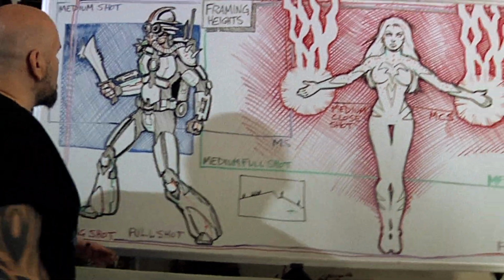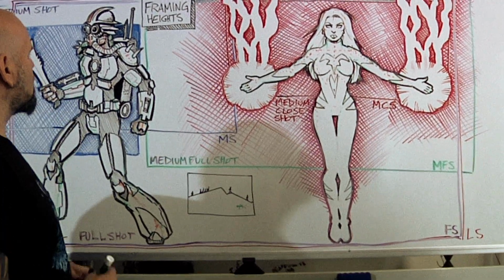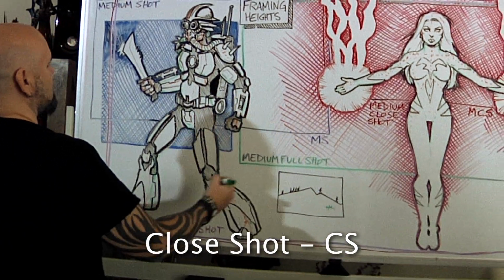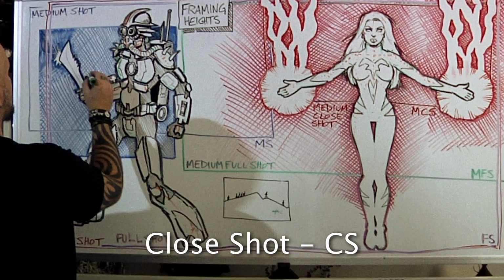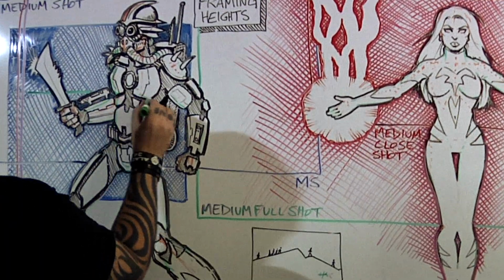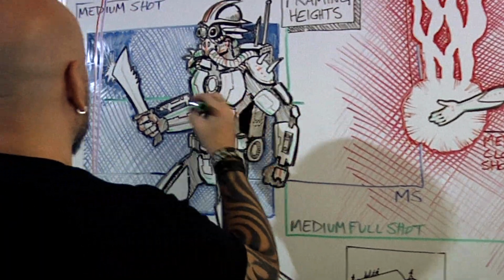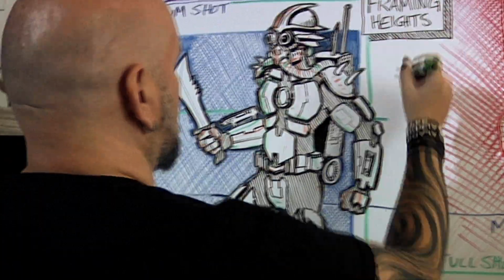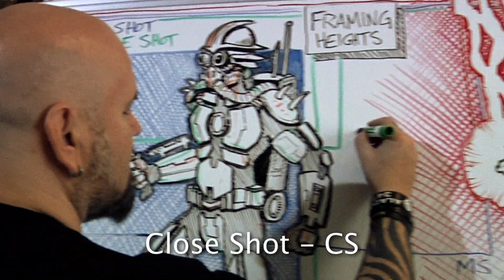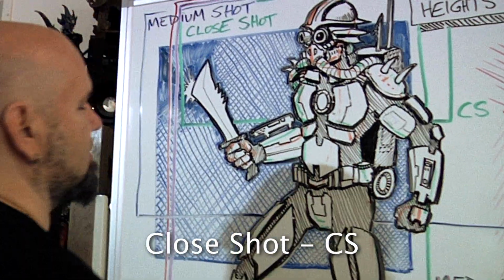Next up, if your framing height is cropping across the chest, this is called a close shot. So let's say we've got something a little sort of... close shot. The abbreviation for close shot is CS. All right, James, I want a close shot. Give it to me.